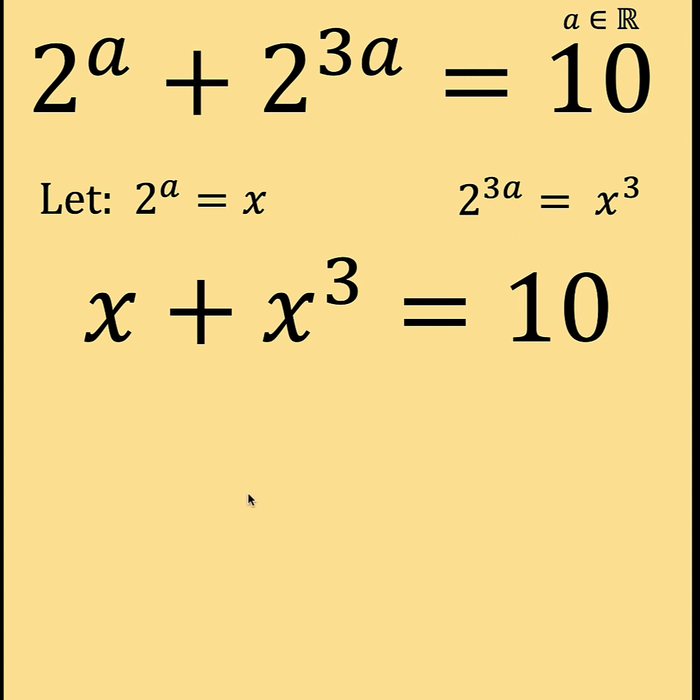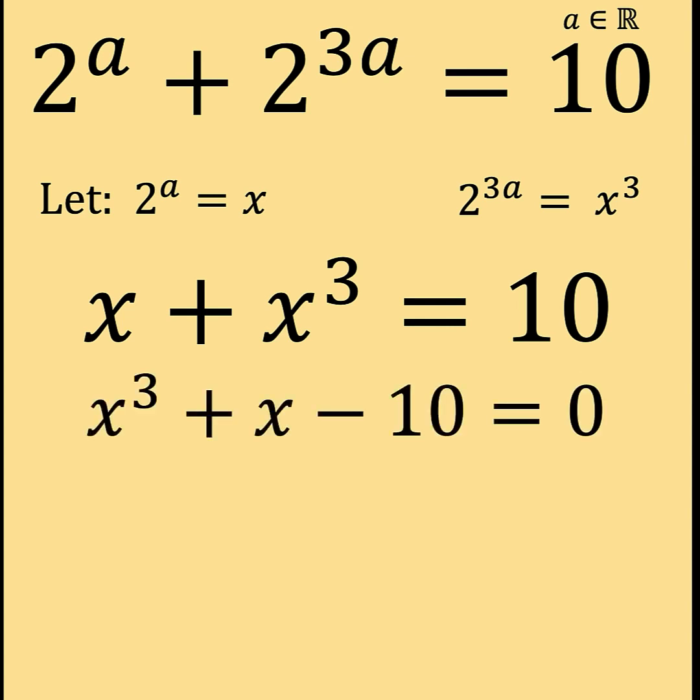Next, let's rewrite this equation in descending order of power and make the right side equal to 0 by subtracting 10 from both sides of the equation. And this is now our result. This is a cubic equation, and we expect to get 3 roots. And those 3 roots could be a combination of real and imaginary roots. But in this problem, we are only after the real values of a.